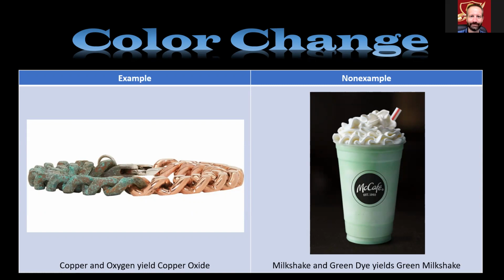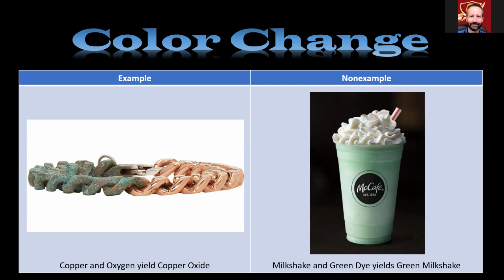Can I prove that? Here's my proof. The words are my proof, but you don't necessarily need to write that down. You might just write, my example is a copper bracelet turning green. But here's the proof. I have copper and oxygen making copper oxide. That sounds like it took separate copper, separate oxygen, and then made copper oxide. Sounds like a bond formed between them, and that's exactly what happens.